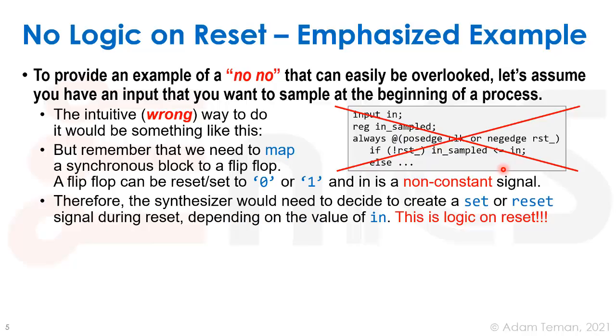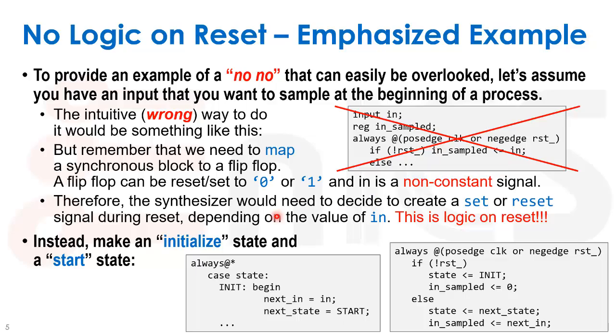It is a no-no. Okay, how would we do this then? Well, we'll create a state that's just used for initialization. So something like this. Always @(posedge clock or negedge reset). If not reset, we're going to initialize our state into init, which is a constant. And then state is going to be next_state in all other cases. We're also going to initialize this in_sampled value to some constant value, in this case just 0.